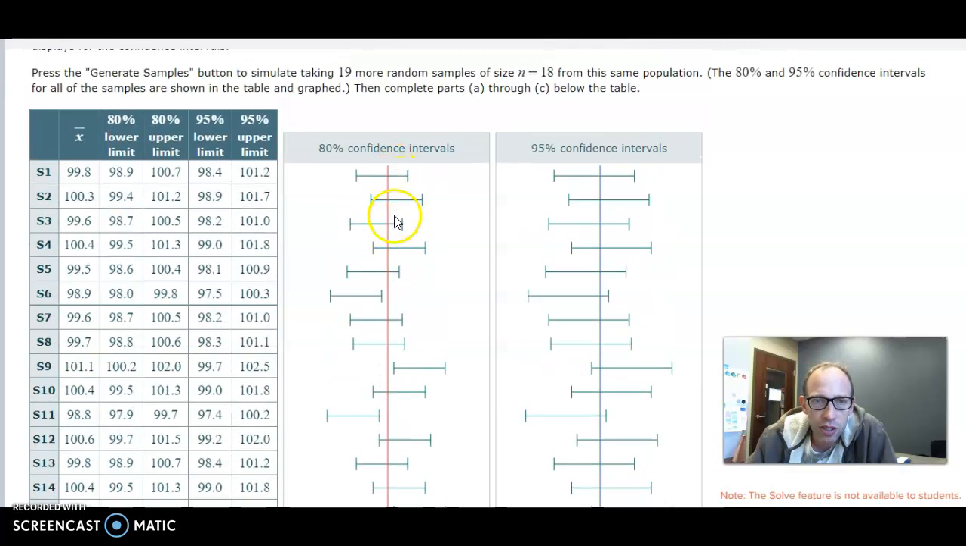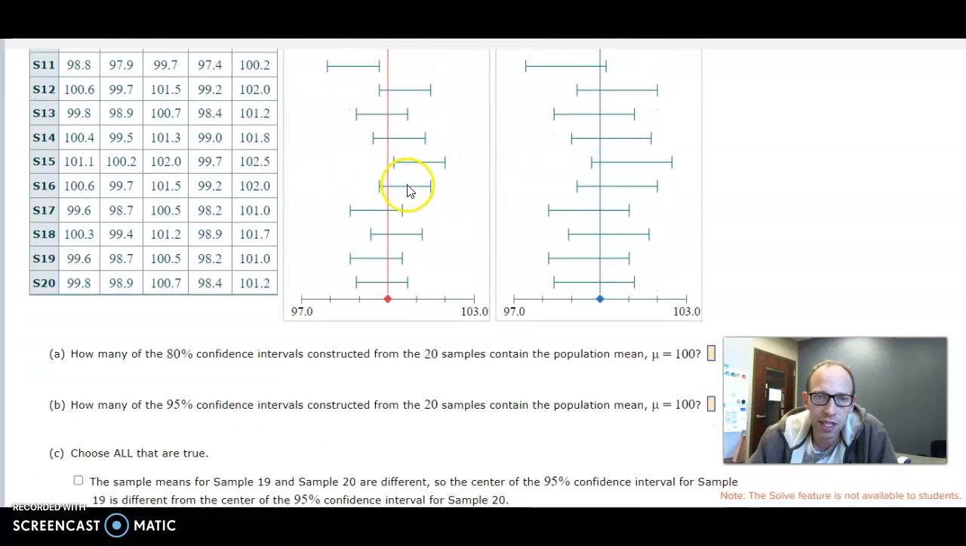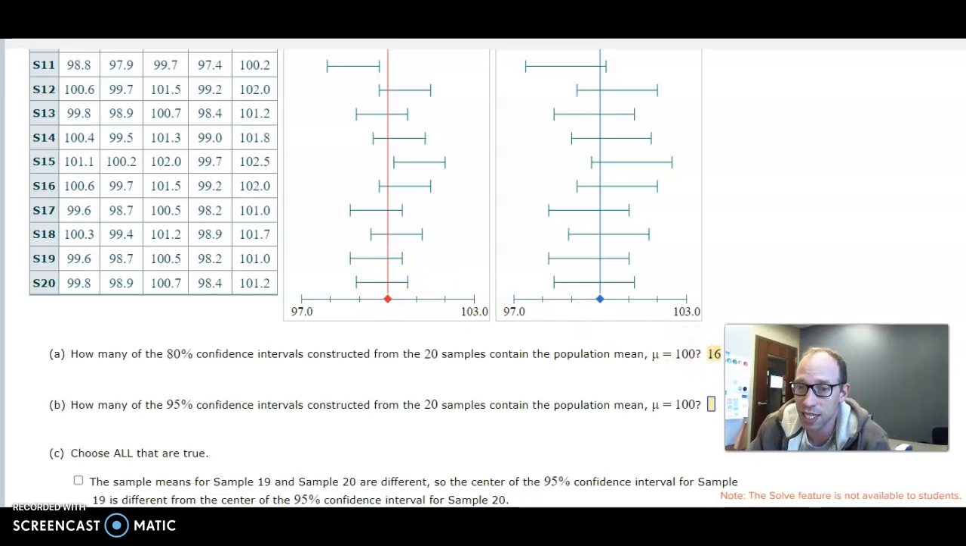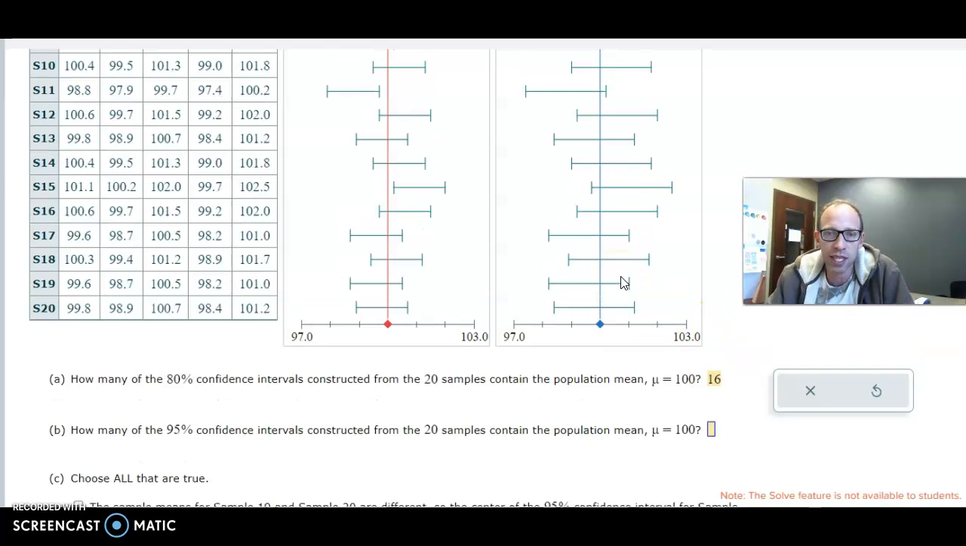So we have 1, 2, 3, 4, 5. Notice the sixth one did not catch it. The red line is outside of that, so we're not going to count that. 6, 7, that one missed. 8, missed. 9, 10, 11, missed. 12, 13, 14, 15, 16. So 16 out of the 20. In that case, it happened to be exactly 80% of them. But it could have been that 15 or 17 of them caught it also. It's about 80% are going to catch.